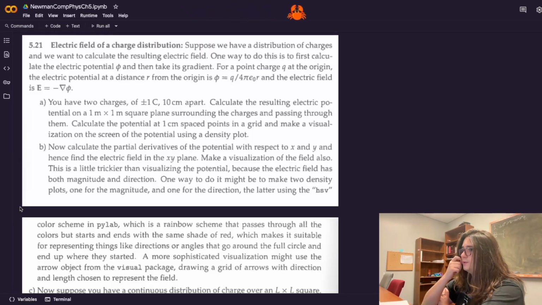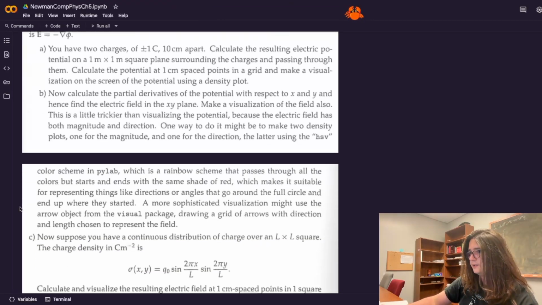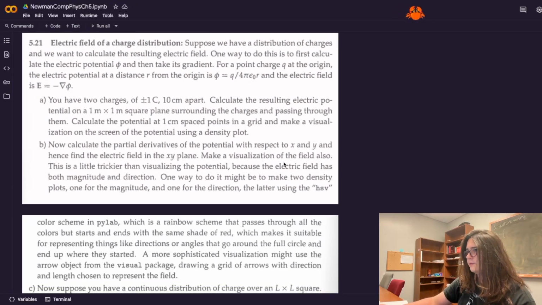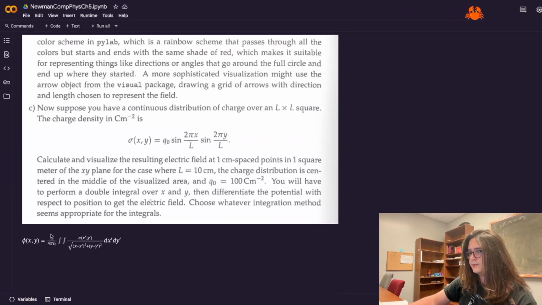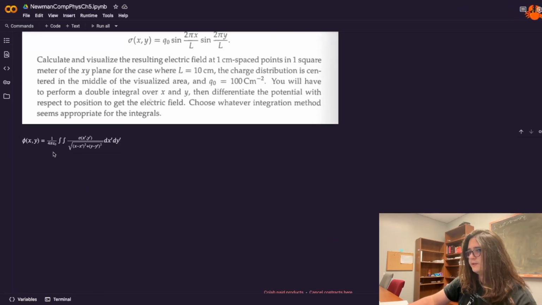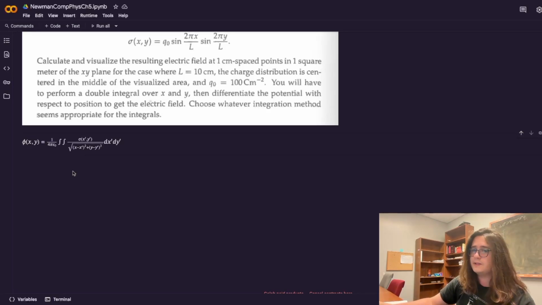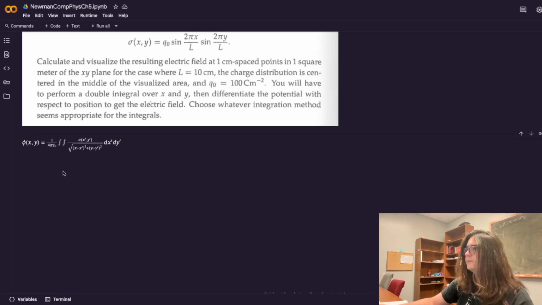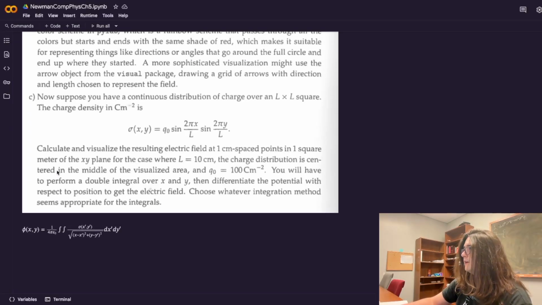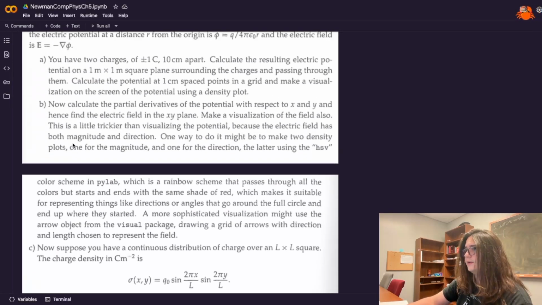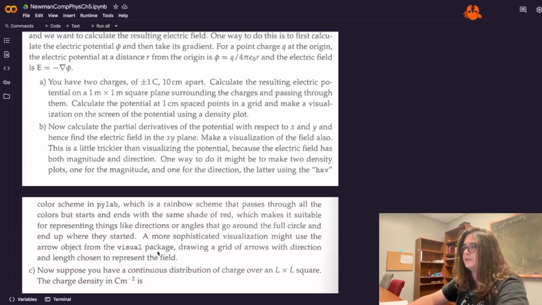This is a pretty complicated little problem that we've got going here, especially part C, because it's going to involve calculating potential from a surface charge density. I hope to goodness your professor isn't assigning that part of the problem, but I'm going to do it anyway. But first of all, we have to do these first parts, which is just the point charges.